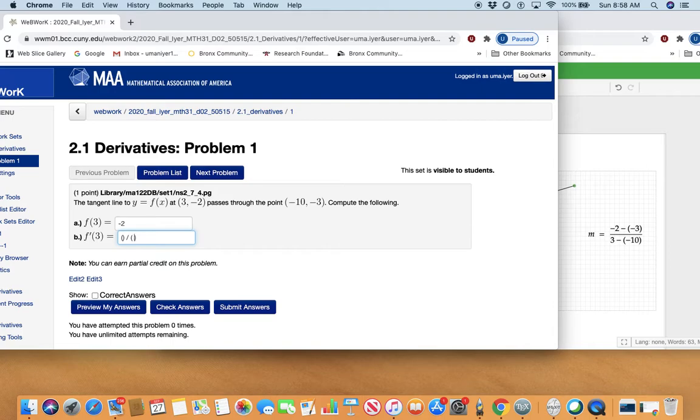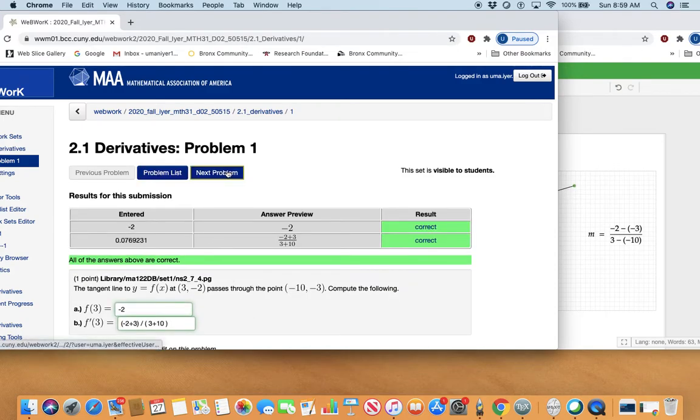What goes downstairs? I should have 3 plus 10. What goes upstairs? -2 plus 3. Mind you, if you use a calculator, you will most likely be giving me an approximation, and web work might not accept that approximation. So it's best to leave the expression as it is. Okay, next problem.